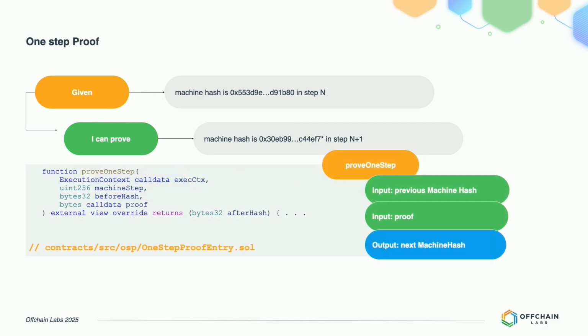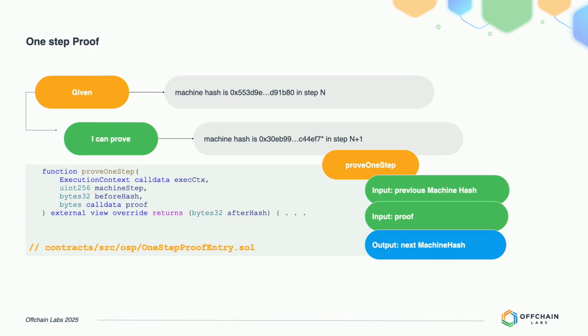Our topic is this: given one machine hash, how can I prove the next one? And when I say prove, I absolutely mean prove it on chain, prove it on Ethereum, which means I have a smart contract that does this proving. I have here the link to the code path in the Nitro repository for it. And it has an entry point which is called prove one step.